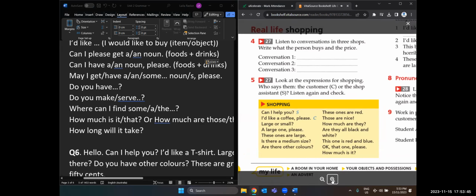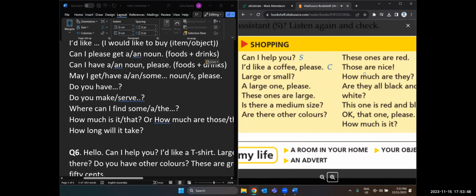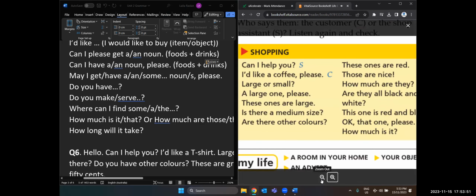Conversation 1. Hello. Can I help you? Yes, these bags are nice, but they're very small. Are there different sizes? Yes, there are. These ones are large. Right. Is there a medium size? No, only 2 sizes. Okay. And are there other colours? Yes, these ones are red. Oh, yes. Those are nice. How much are they? They are $19.35.